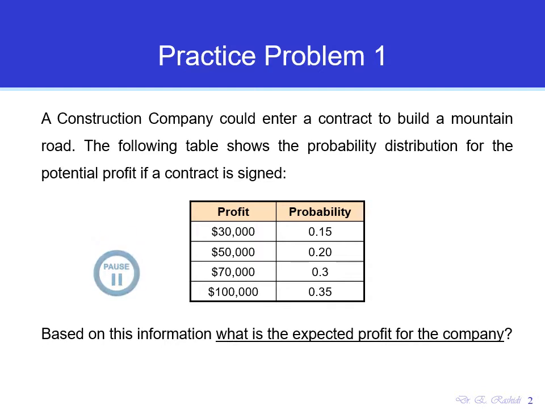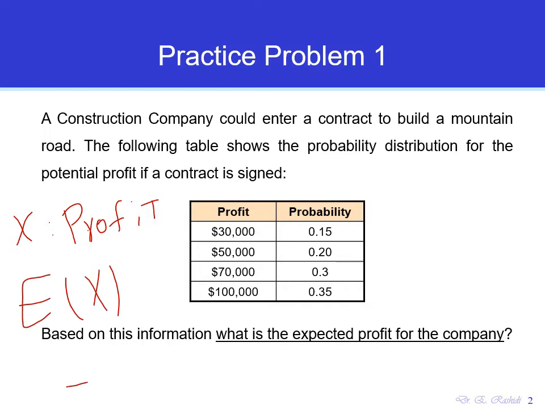All right, let's see the solution. First of all, we define x as the random variable, which is the profit that the company would make. What we are looking for is the expected value of random variable x. According to the formula, it is equal to the summation of xi, the values that the random variable can take, multiplied by their corresponding probabilities.